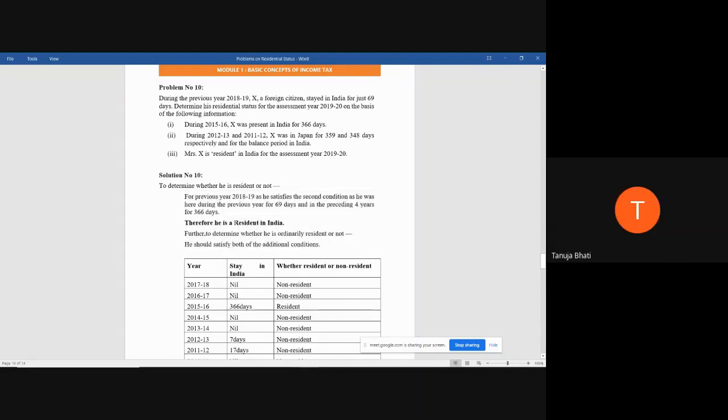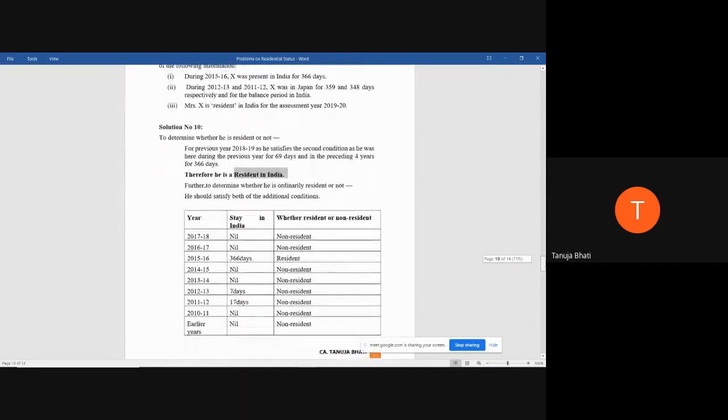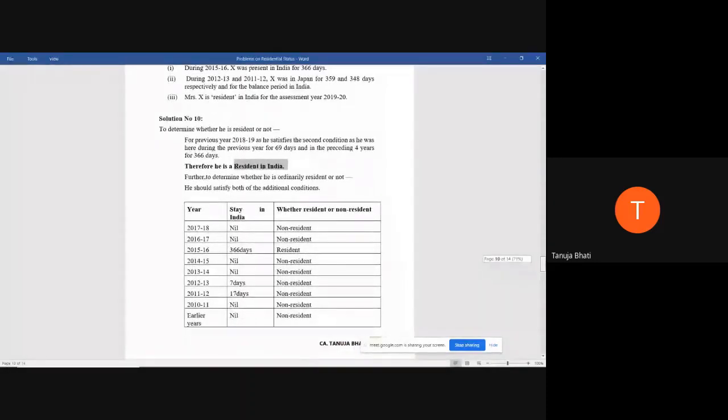Okay. Now, once we know he's a resident in India, what is the next step? To check whether he is a resident and ordinary resident or resident and not ordinary resident. To check that, what we are supposed to do? We have to check the two additional conditions. So condition number 1, first additional condition is he should be a resident for at least 2 years out of the 10 previous years. So first let us write these 10 previous years. So all these 10 previous years we have written.